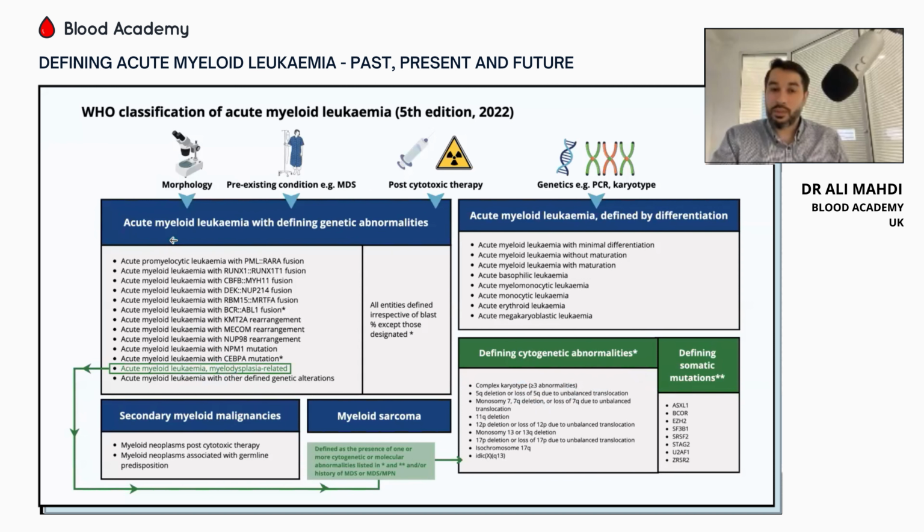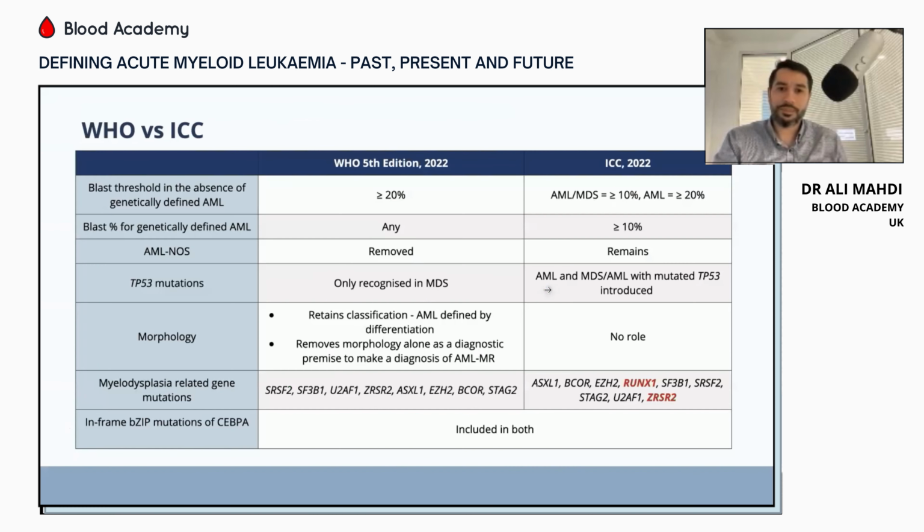They highlighted the importance of the 4 key facets that I've noted here. So morphology, previous conditions such as MDS and MPN, whether the patients had previous cytotoxic therapy, and genetic changes as well. But they continue to recognize that acute myeloid leukemia could still be differentiated by morphology alone, which I think is still important in places where, unfortunately, advanced techniques, especially picking up somatic mutations, and even more detailed flow cytometry is unavailable. So that's a key distinguisher with the ICC.